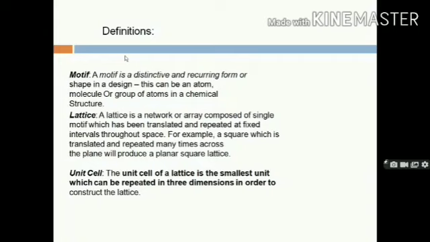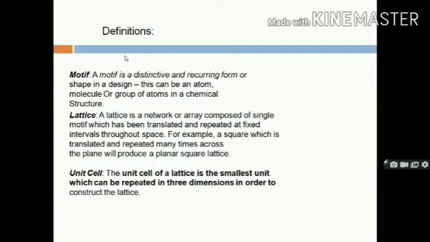So next comes lattice. A lattice is a network or array composed of a single motif which has been translated and repeated at fixed intervals throughout space. So if we take a motif and we repeat it at certain intervals to fill up a space, we will construct a lattice. And one thing you have to keep in mind is that in a lattice, the environment around each motif is exactly the same.